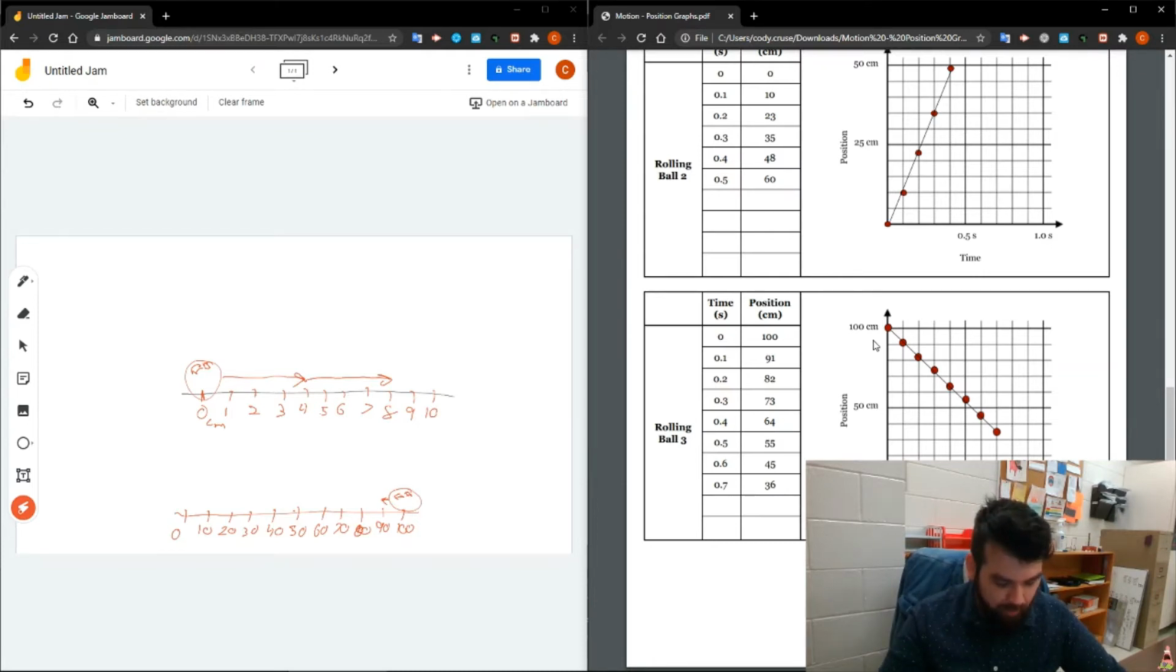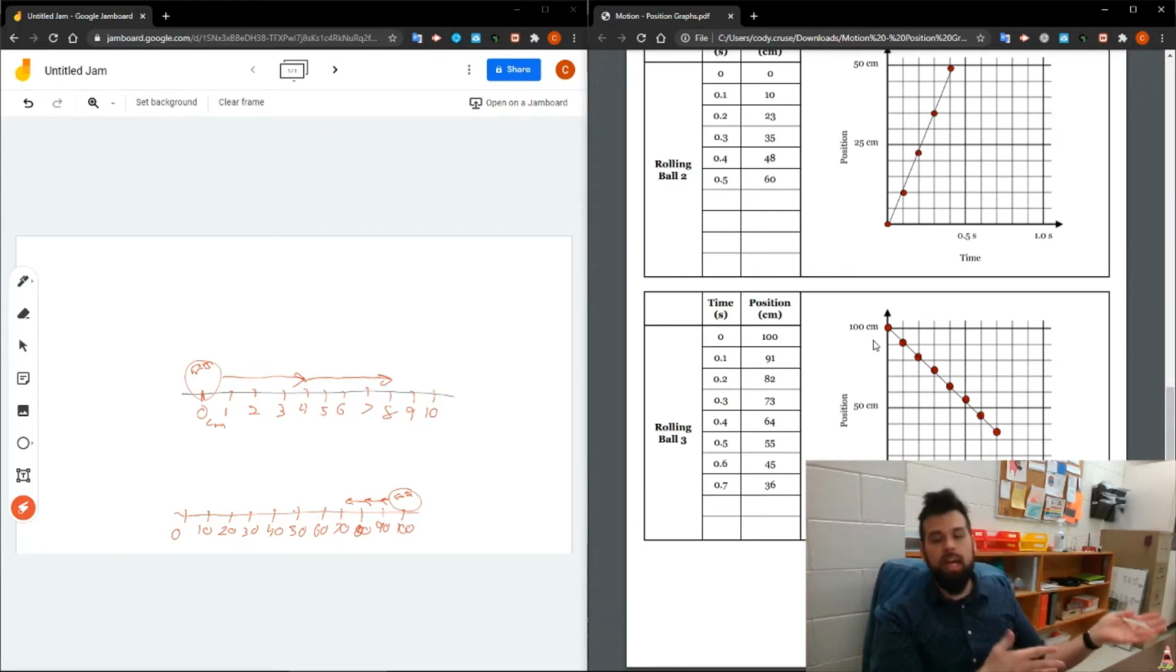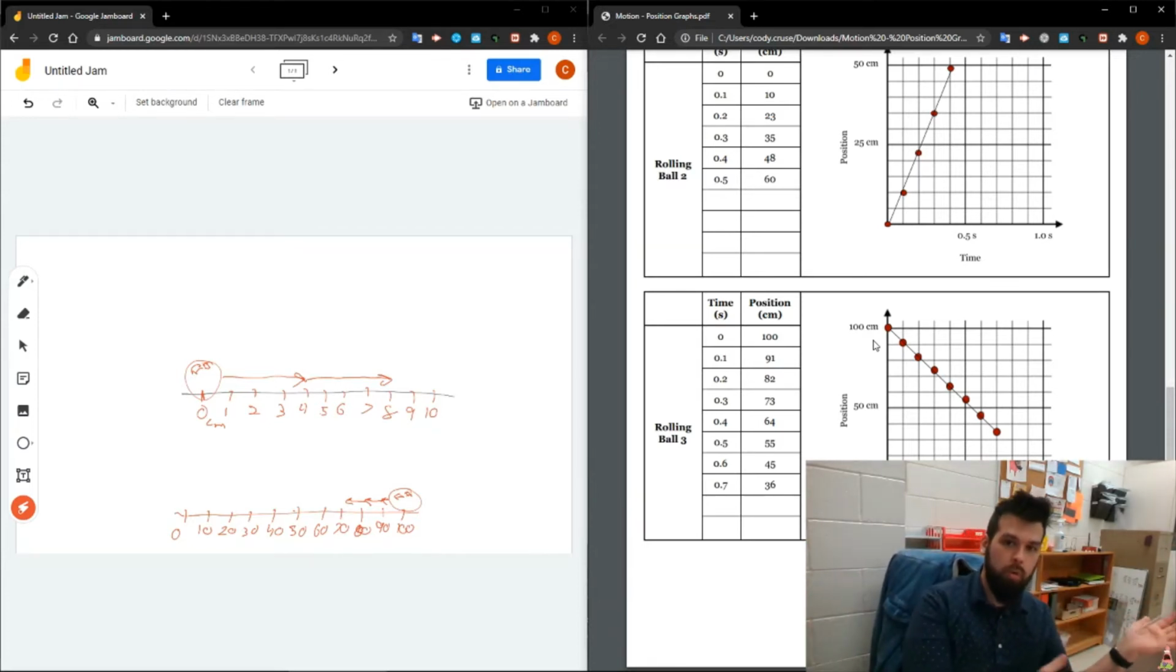We can see that it's moved that far in that first 0.1 second, down from 100 to 91. And then in the next second, it moves down to 82, which is about right there. And then next, it moves down to 73, and so on. You can see how steadily the numbers decrease. And so instead of increasing to the right, it's heading towards the left, back towards 0.